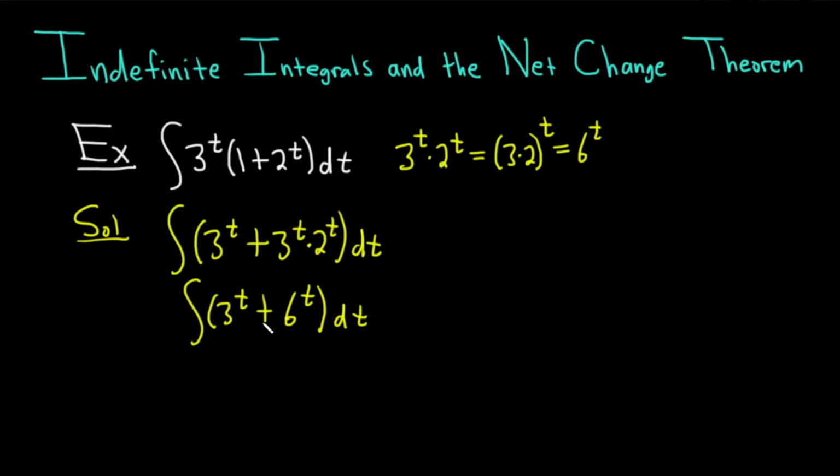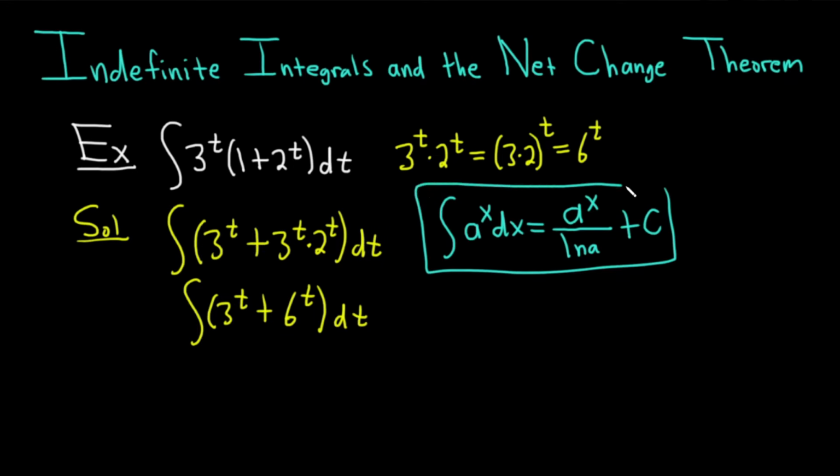And this example uses a formula that most people forget. So let me just refresh your memory. If you have the integral of a to the x with respect to x, this is equal to a to the x divided by the natural log of a, and then you add your constant of integration. So very, very useful formula. It comes up, but it doesn't come up a lot. So people tend to forget it when it does come up.